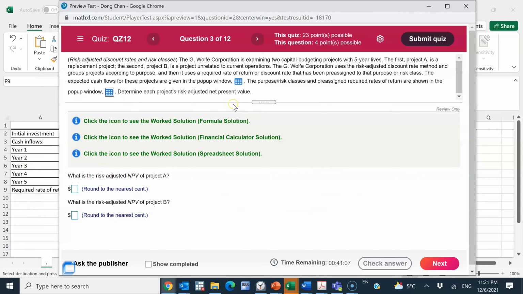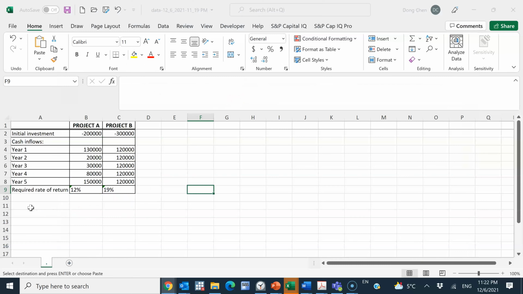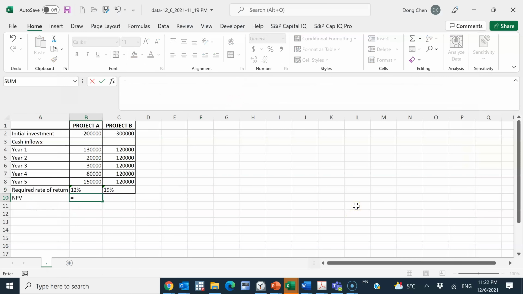Before we do that, let's check the rounding requirement: round to the nearest cent. All right, so for NPV, let me use the NPV function for this calculation. Equals NPV, then open that. The first argument is the discount rate, and starting from the second argument are the future cash flows. So we start the cash flows from year 1 all the way down to the last year.